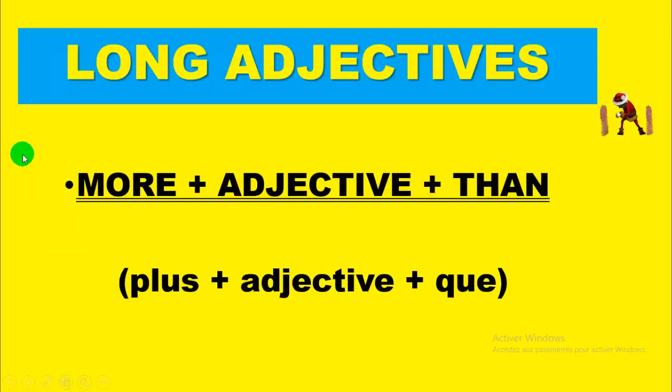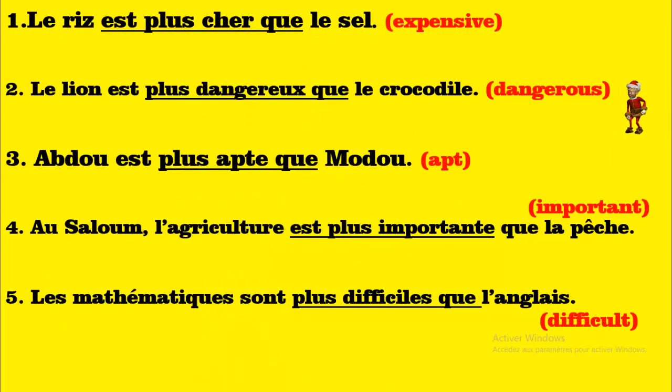Now, long adjectives, how they are formed in superiority: more plus adjective plus than. Plus malin que. Plus intelligent que. So, Le riz est plus cher que le sel, cher, expensive. Le lion est plus dangereux que le crocodile, dangerous. Abdou est plus apte que Modou, apte. Au Saloum, l'agriculture est plus importante que la pêche, important. Les mathématiques sont plus difficiles que l'anglais, difficult.